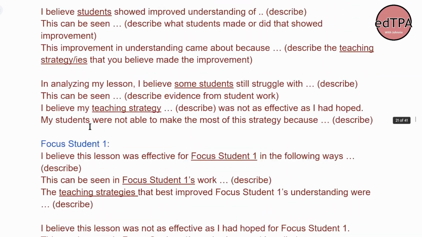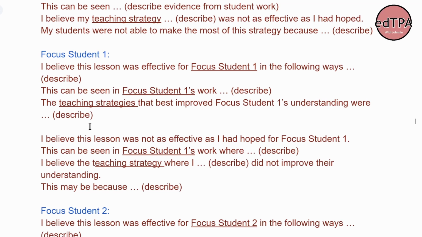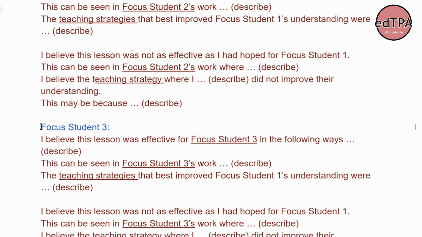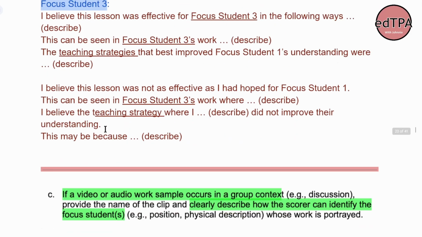So for any one of these, Focus Student 1, you might describe something about the change in their learning. At the beginning of this unit, they understood something this way. At the end of the re-engagement lesson, they better understand this now. So you might add that to each one of these. So what was the change for Focus Student 1? What was the change for Focus Student 2? What was the change for Focus Student 3?